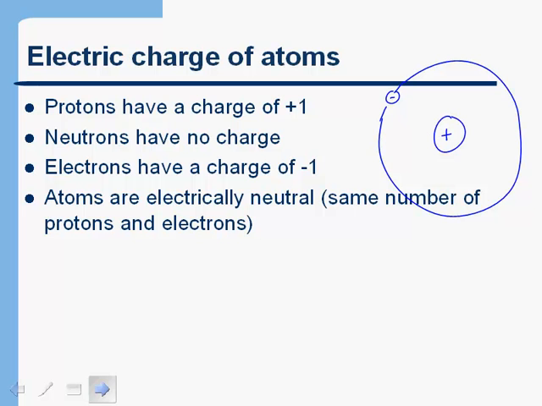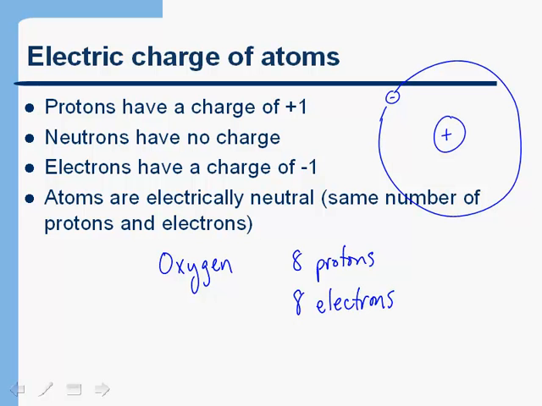Atoms in general are electrically neutral, and that's because in a standard atom, the number of protons and the number of electrons is the same. So for example, with oxygen, oxygen has 8 protons and 8 electrons. Okay. Now, it turns out, as we'll talk about later, an atom can lose an electron. It can be ionized, and that means it has an electron knocked out. But in the standard state, atoms are neutral.